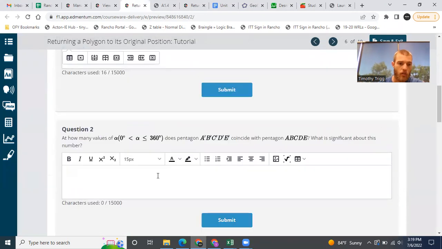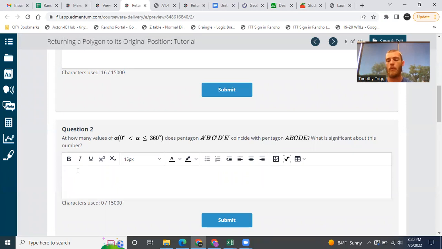Now, let's go ahead and move on to this one. So how many values of alpha did we have? So there should be 5. Does pentagon A prime, B prime, C prime, D prime, E prime coincide with pentagon ABCDE? What is the significance about this number? Okay, so here we kind of saw that there are 5 different angles where the pentagon lined up on top of itself. So there are 5 different angles of alpha that will make the pentagon rotate onto itself. Now, what's interesting about that is a pentagon has 5 sides, 5 angles, and 5 different degrees of rotation to line onto itself. So that's the key thing here.